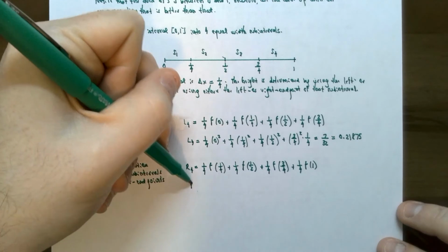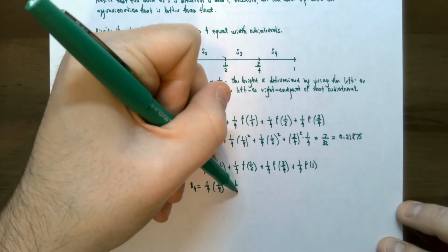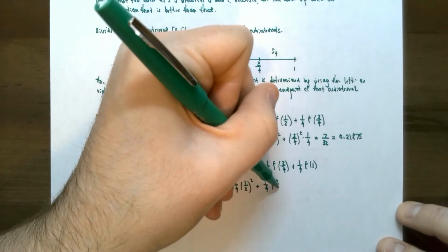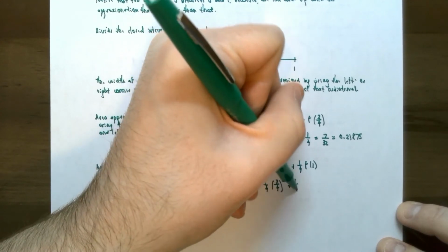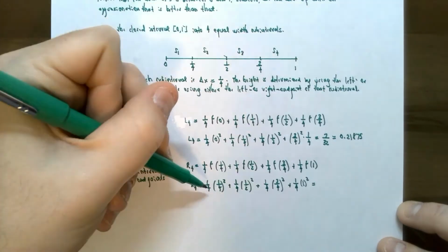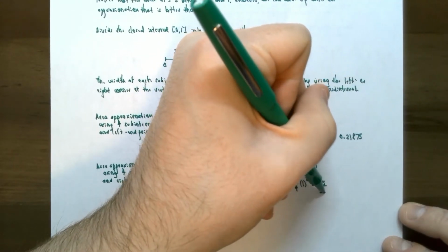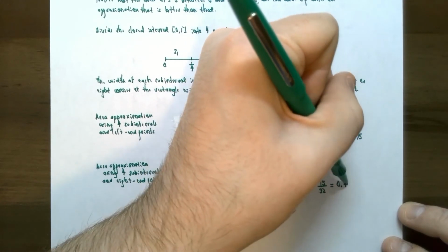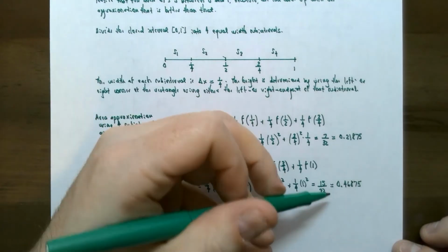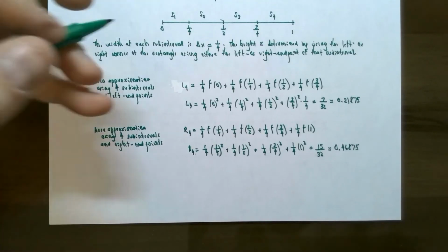So these values go into the function: 1/4 squared, 1/4 times 1/2 squared, 1/4 times 3/4 squared, 1/4 times 1 squared. We're finding the y values, or the height of each rectangle, and multiplying by the width of each rectangle. This is 15/32, or 0.46875. So this was an overestimate to the area, as we saw earlier. So the actual area is somewhere between those two approximations.